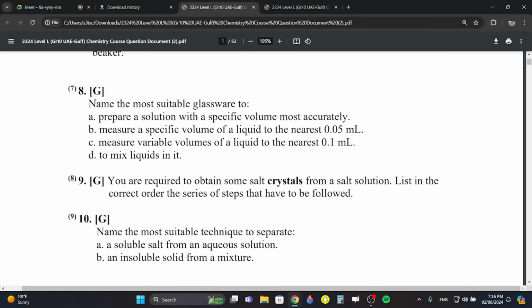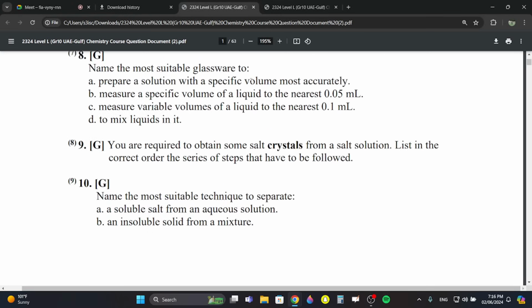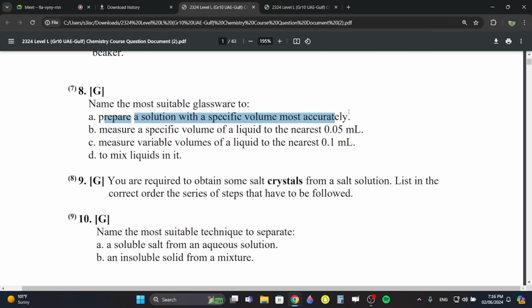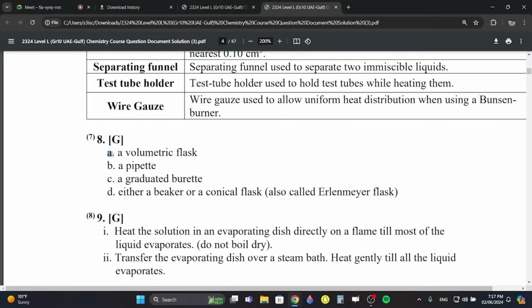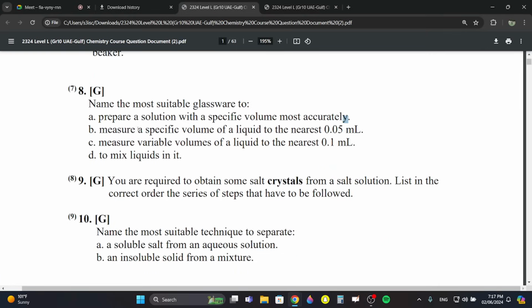Anyway, question 8. Name the most suitable glassware. Okay, this takes you back to chapter 1 chem. To prepare a solution, it's always volumetric flask. Whenever you're preparing any solution, volumetric flask. And it's actually in the chem book. Whenever you want to prepare a solution, you take a volumetric flask.